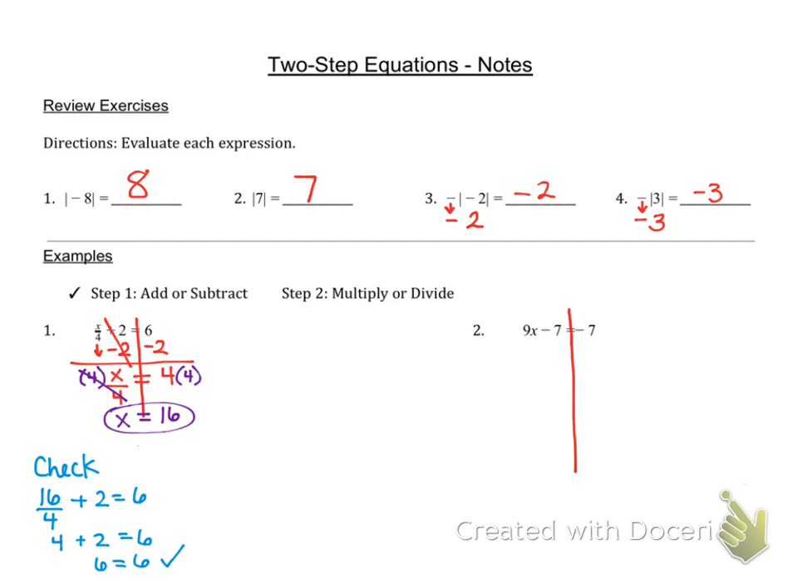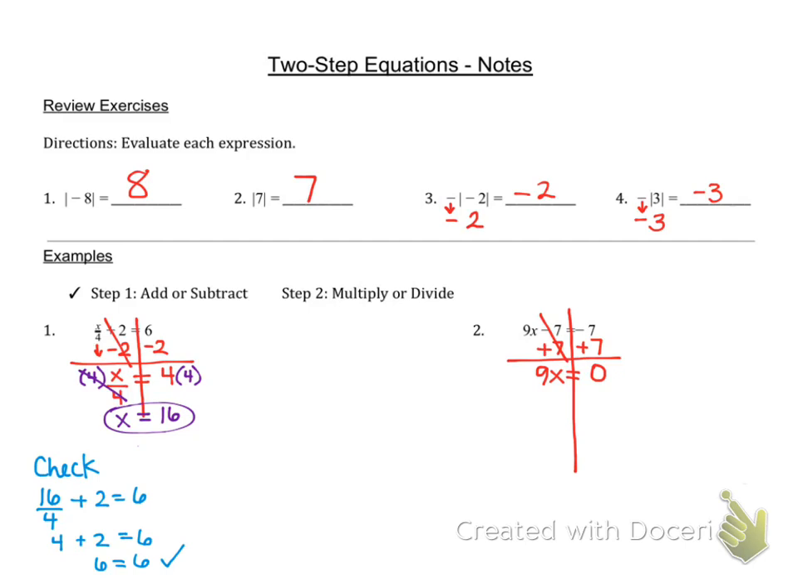And first, I'm going to get rid of the number that's not directly attached to the x. The 9 is directly attached to the x. So first we want to get rid of the -7 by adding or subtracting. So first, I'm going to add 7 to both sides of the equation. So whatever you do to one side of the equation, you have to do the other side of the equation. -7 plus 7 is 0, so that cancels. Now we have just 9x on the left side. Then we have -7 plus 7 is equal to 0. So we have 9x is equal to 0.